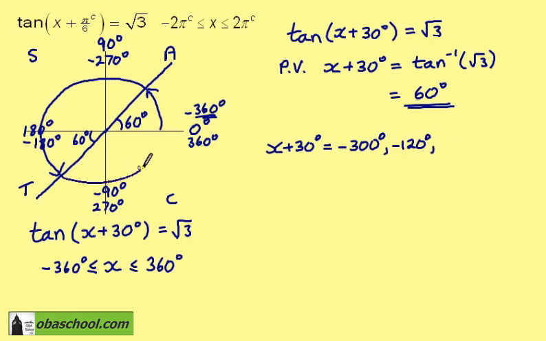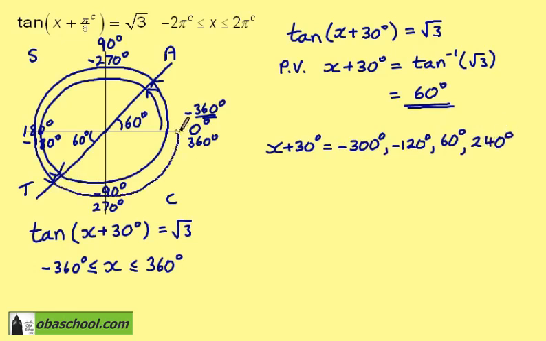We then continue on through 0 up to here, which is 60 degrees. The next solution is 180 degrees further on, so it's at 240 degrees. We don't meet any more solutions as we go to 360.